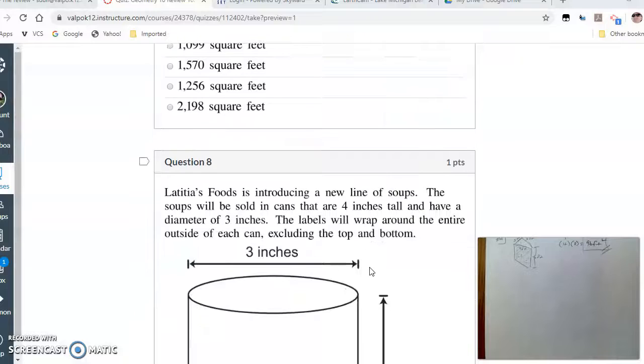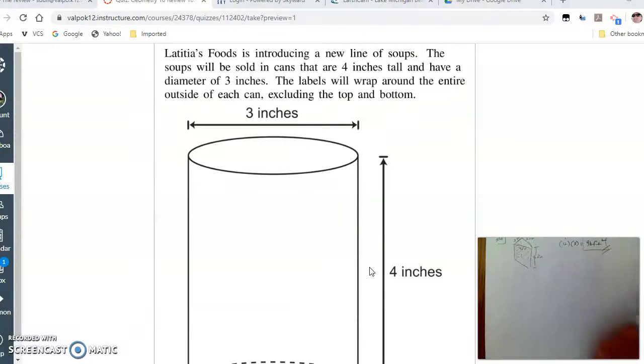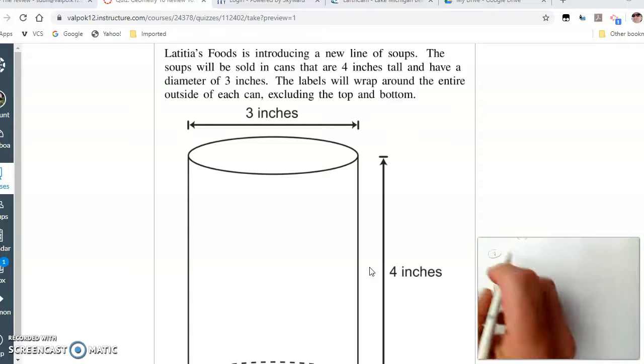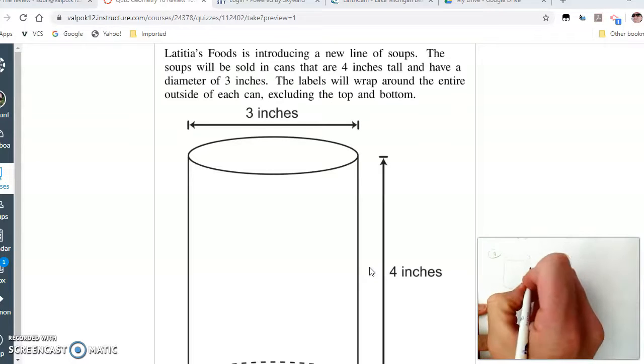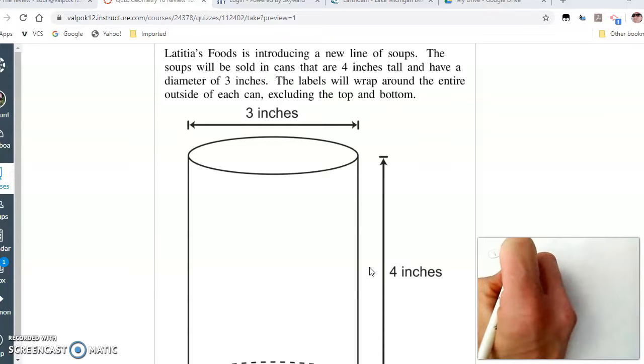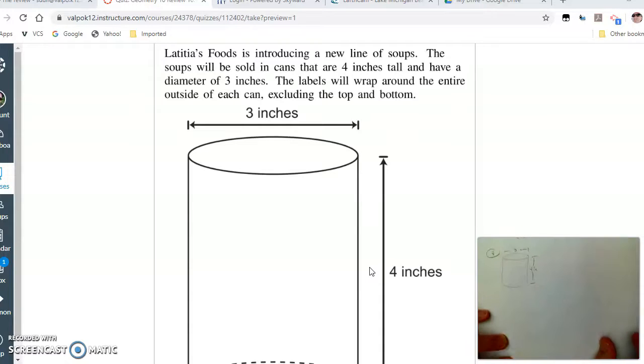Let's scroll on ahead to number 8. Real similar type of problem, except in this one, now we've got a cylinder. And we're told that the height is 4 inches and the diameter is 3 inches. All right.